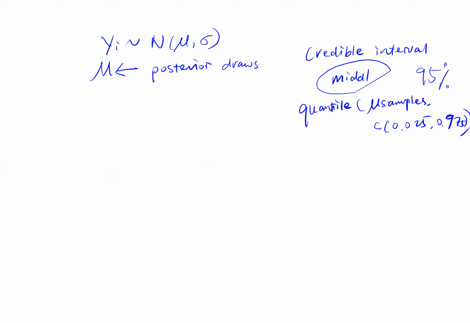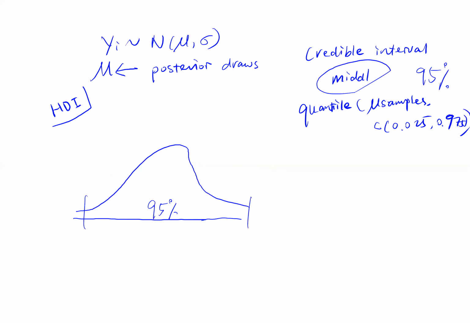And another way, sometimes more popular I would say, to summarize the posterior is not looking at percentiles, but thinking about what is most likely. So for example, if you try to plot the mu's in a histogram and then put a density on top of it, let's say the shape looks like this. In this case, if you cut and get the middle 95%, probably no big difference if you do this or do HDI. I will talk about what HDI is in a minute.